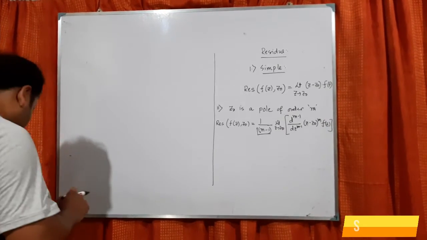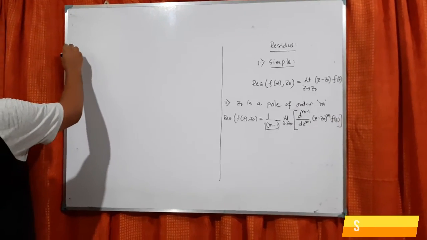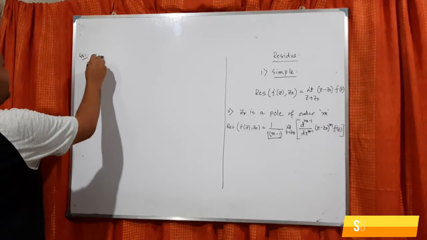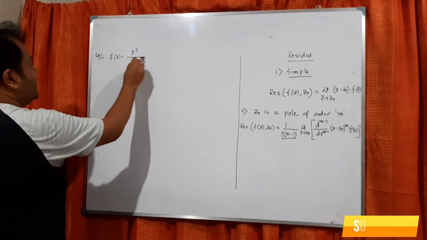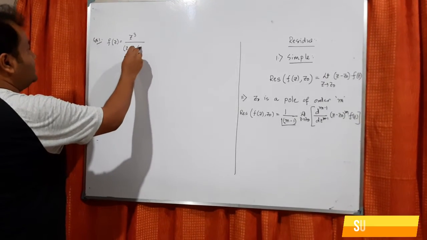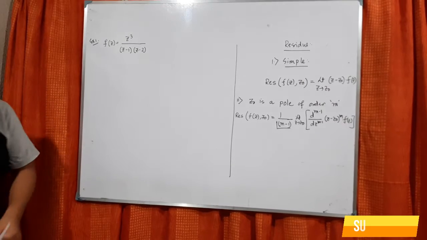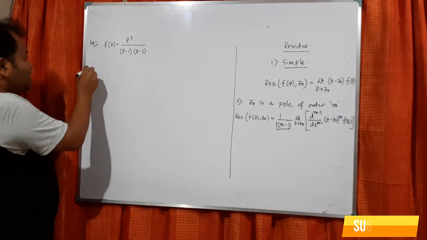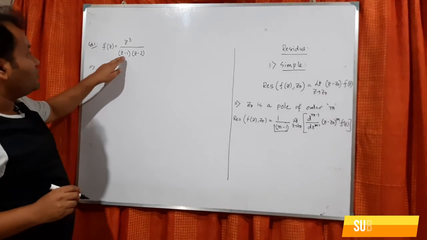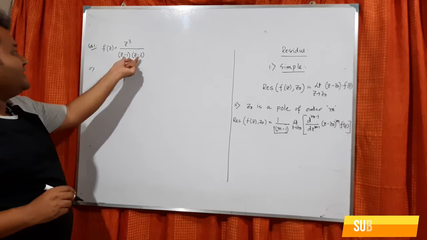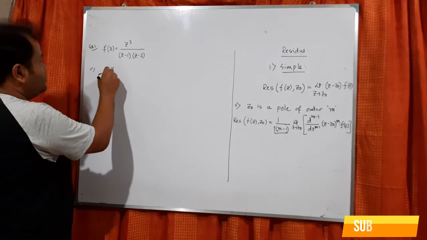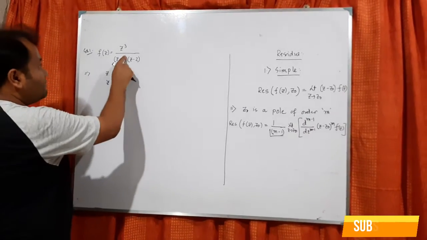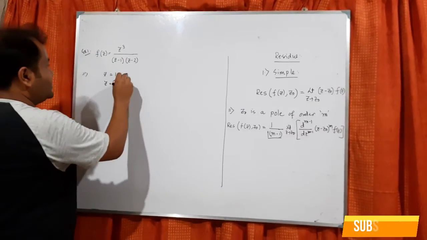Say example number 1. The function is given, f(z) equals z cube by (z minus 1)(z minus 2). Now what will be the first job? You have to calculate residue, right? For the solution, first you look into the denominator. If you make the denominator 0, there are two poles: one is z equals 1, another is z equals 2. Now what is the power? The power is 1, so this is a simple pole.